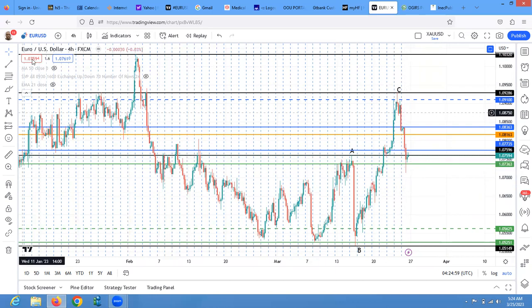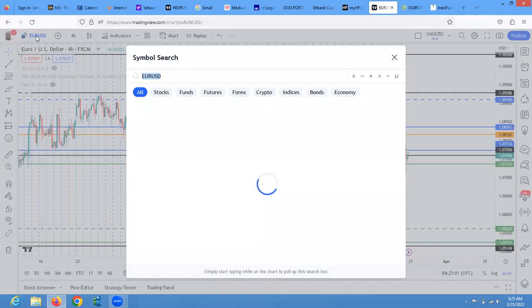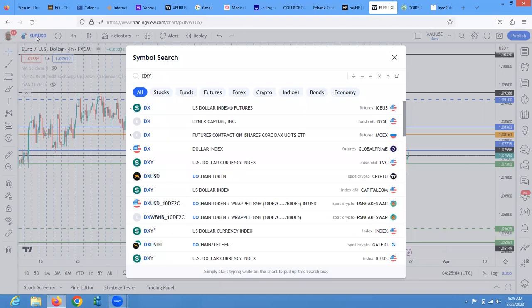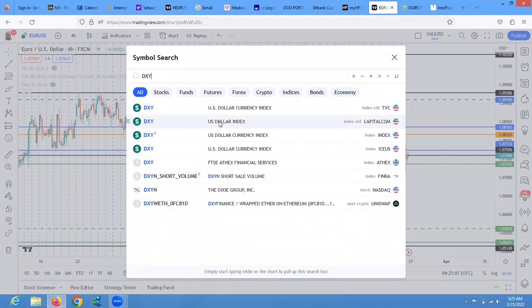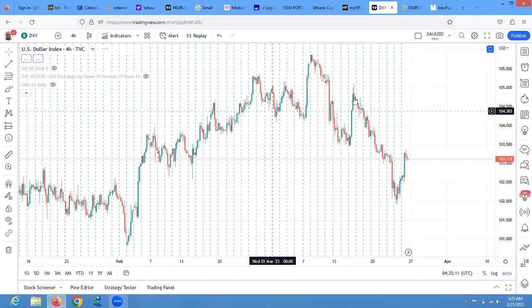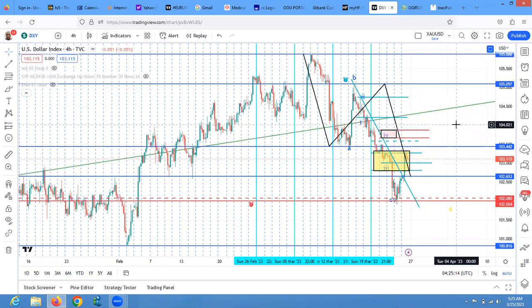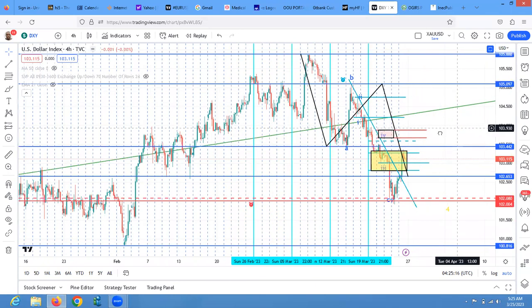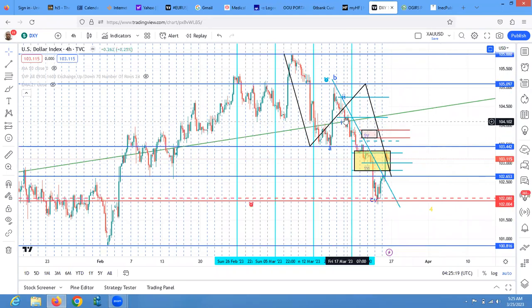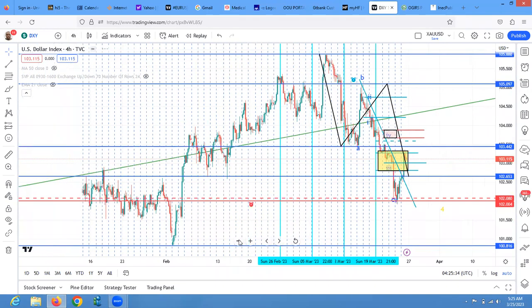Now, let me quickly switch to DXY. Okay, let me go to where I've probably worked on. Yeah, that's the DXY here. I've worked on this one. Unlike the other one, this is DXY. When it corrected, this is the old move that we did. I want you to really understand it. Let me just zoom out.